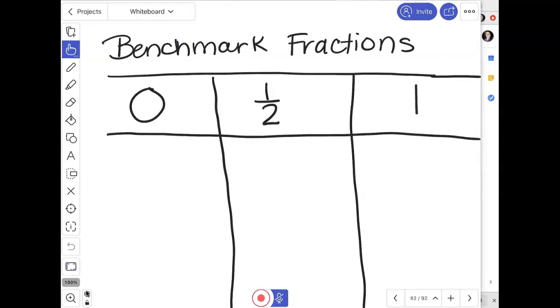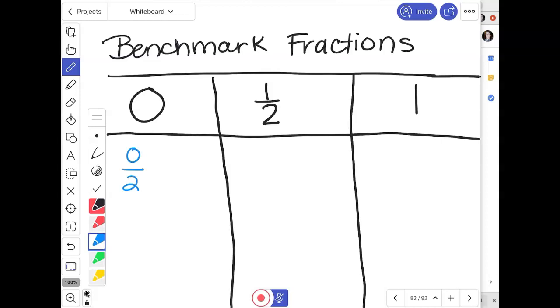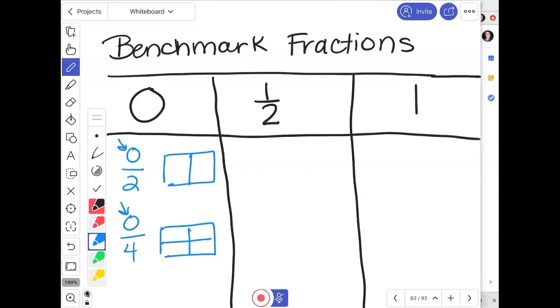So we learned in third grade that any fraction is equivalent to 0 if it has a 0 on the top as a numerator. So for example, if I have 0 halves, that means I've got a shape broken into halves, but none of it is shaded. If I have 0 fourths, that means I've got a shape broken into fourths, yet none of it is shaded. The numerator is 0. That means it's equivalent to 0.